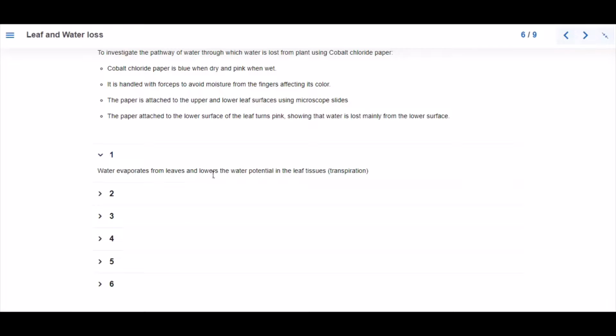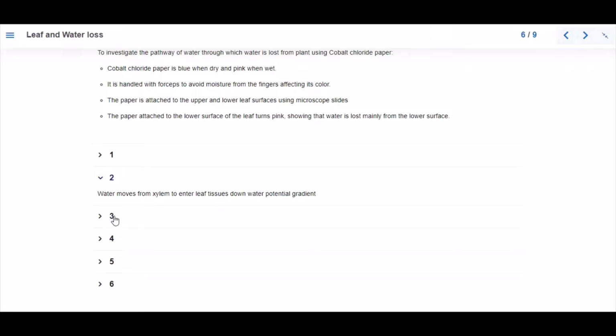Water evaporates from leaves and lowers the water potential in the leaf tissues. I'm still explaining leaf and water loss. Water moves from the xylem to enter leaf tissues down the water potential gradient.